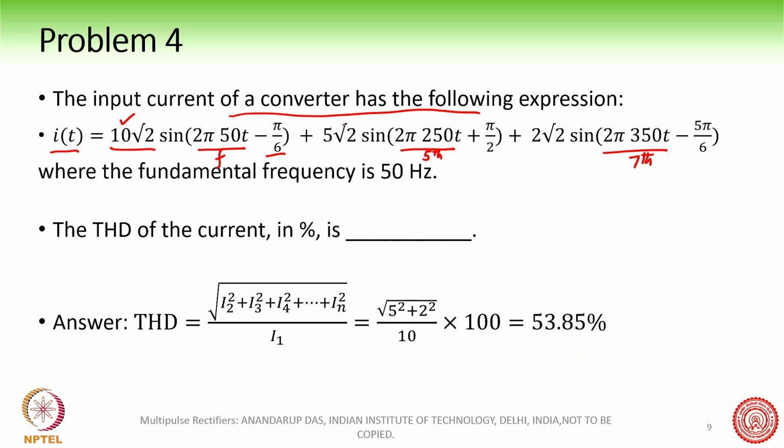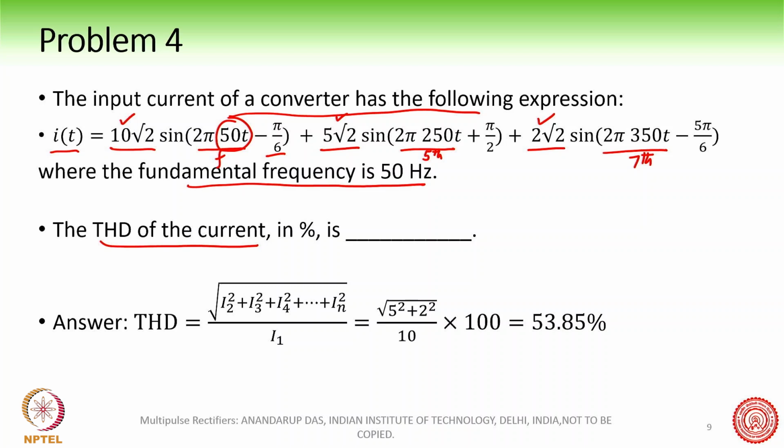This is 10 root 2, this is 5 root 2, and this is 2 root 2. Okay, so now the question is, the fundamental frequency is given as 50 hertz. This is the fundamental, 2 pi f is 50. The question is, what is the THD of the current? Very simple, and you can find it out very quickly.